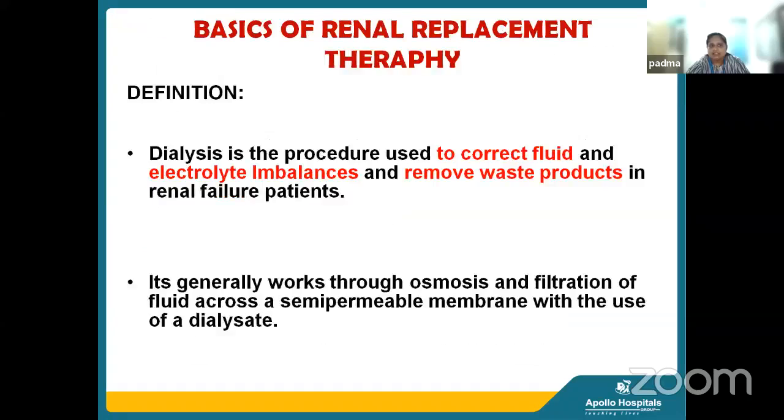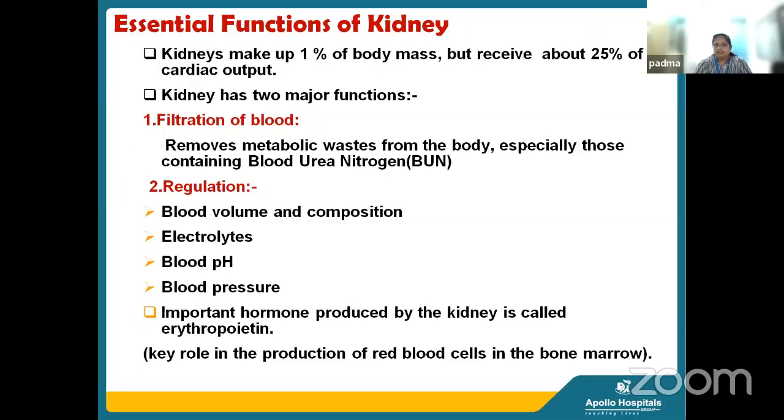Here are some of the essential functions of the kidney I will discuss. The kidney plays two major functions: one is filtration of blood and the other is regulation. In filtration of blood, it removes all the metabolic waste from the body, especially those containing blood urea nitrogen. And it regulates the blood volume and composition, electrolytes, blood pH and blood pressure.